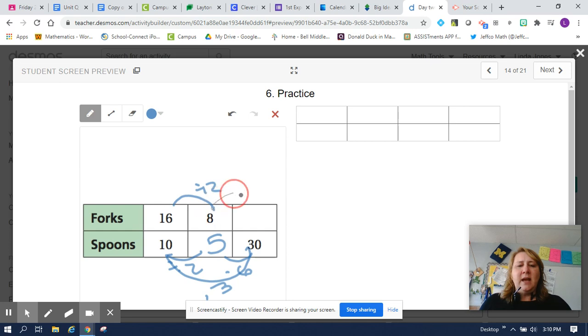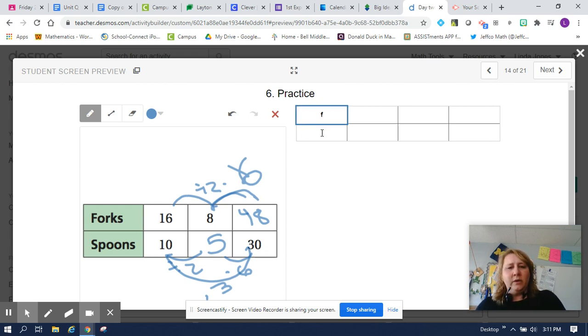If I did 8 times 6, my goodness. 8 times 6 is, let's see, 6 times 6 is 36, and another 12 is 48. So sometimes if you just have a moment where you can't remember what 8 times 6 is, go with what you know. There's nothing wrong with that. Okay, so these are forks and spoons, and we have 16, 8, and 48. 10, 5, and 30. So you're checking all of your answers.